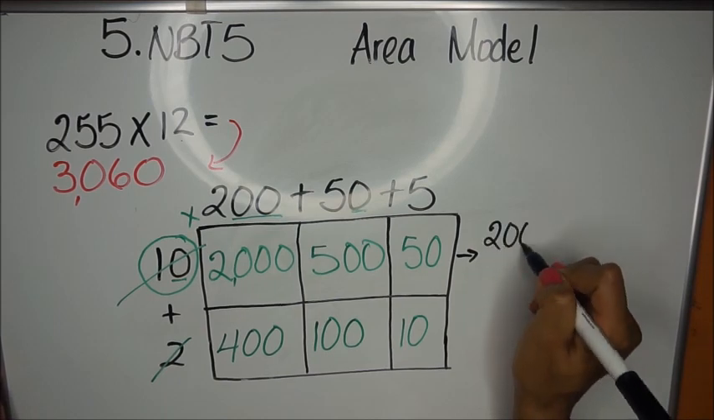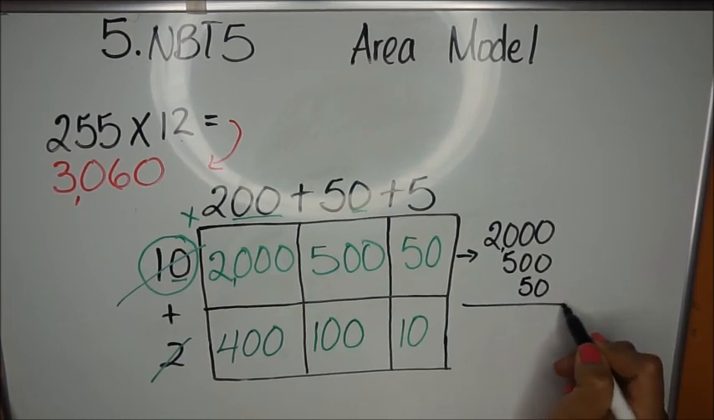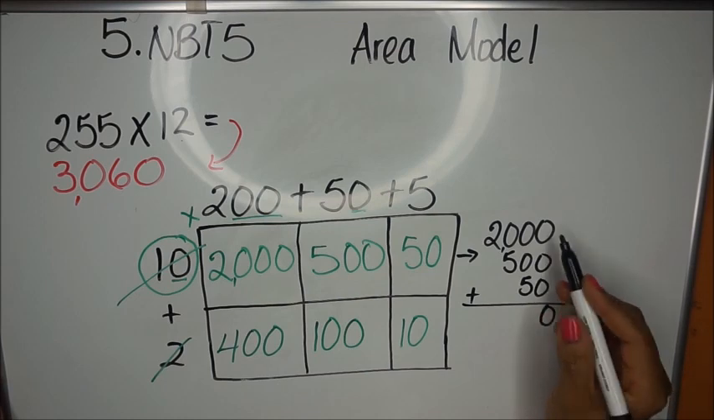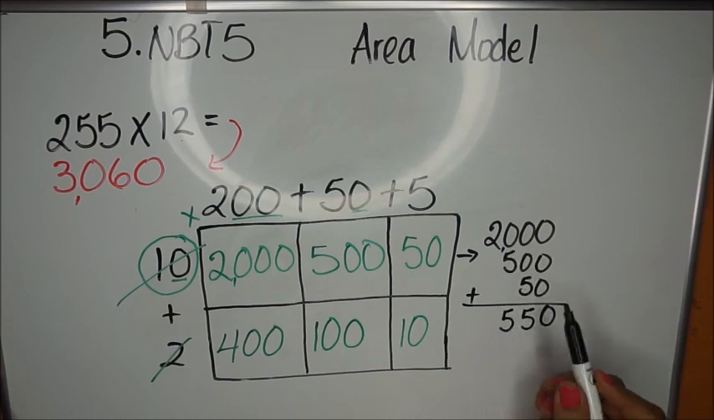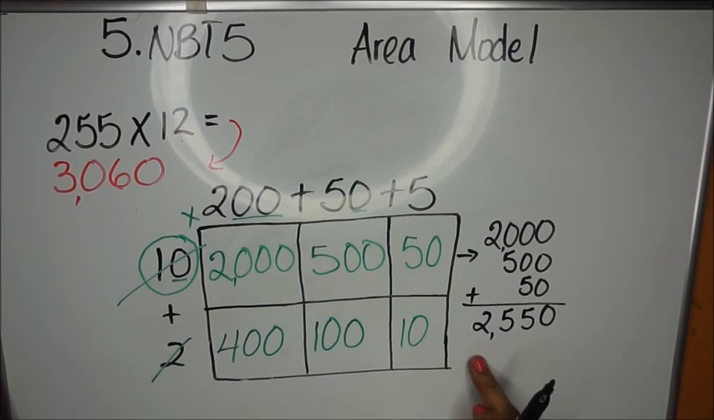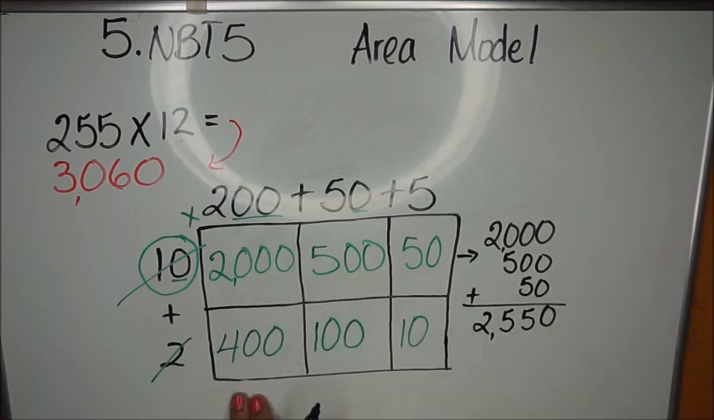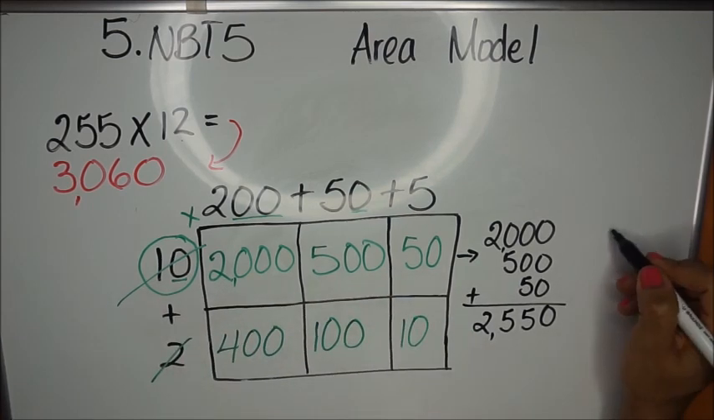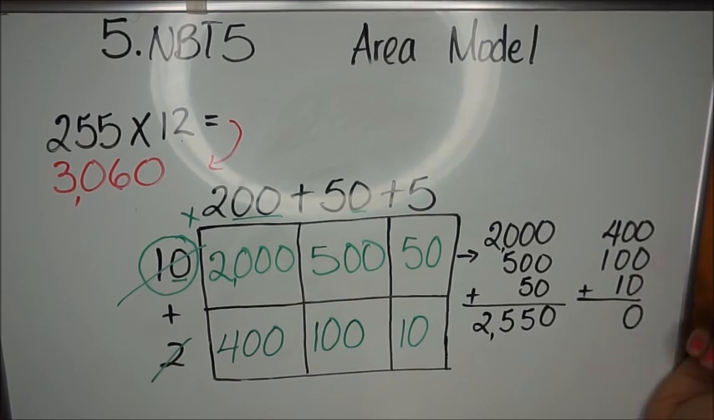So I'm going to say 2,000 plus 500 plus 50, and I'm going to get zeros: 0 plus 0 plus 0 is 0. 5 plus 0 plus 0 is 5. 5 plus 0 is 5. And 2, I'm going to bring it down. So I have 2,550. So I just added this one here. So now I'm going to add all these numbers at the bottom. So 400 plus 100 plus 10. So 0 plus 0 plus 0 is 0. Okay? 0 plus 0 plus 1 is 1. 4 plus 1 is 5.